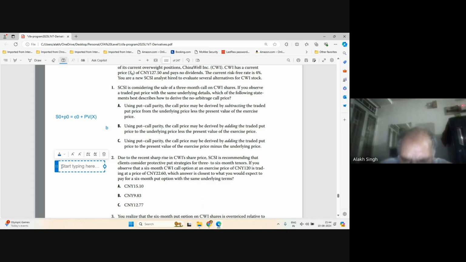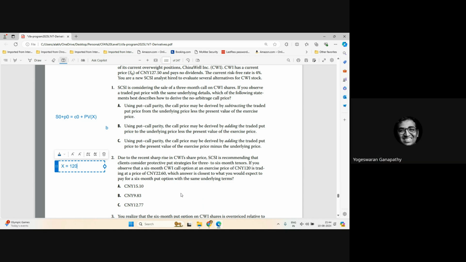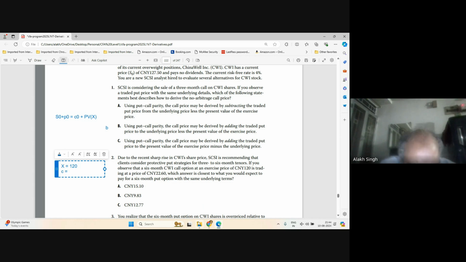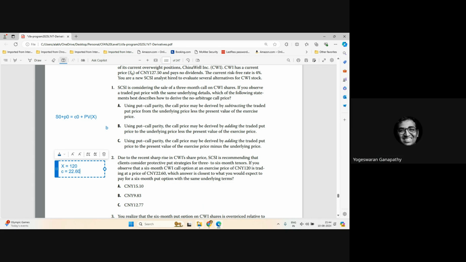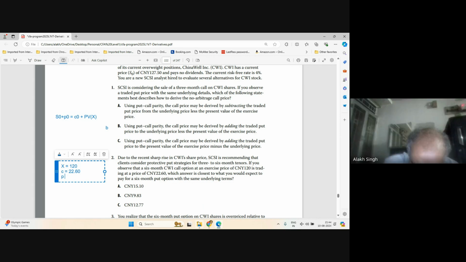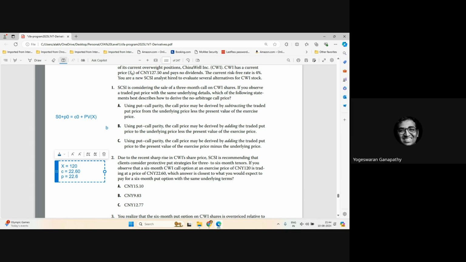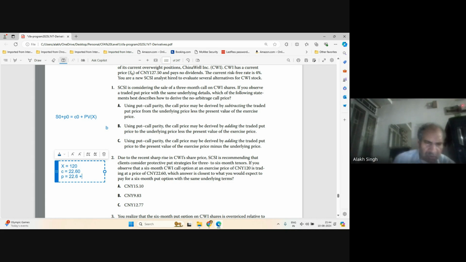So same underlying. X is equal to 120, the exercise price. C is equal to 22.60. So what do we have to find? We need to find P0. So P is equal to the present value of this. C is equal to 22.6, plus the present value of 120.